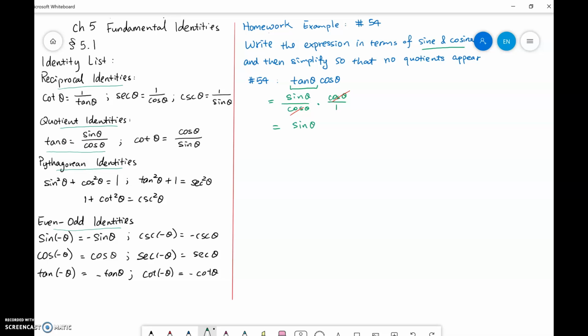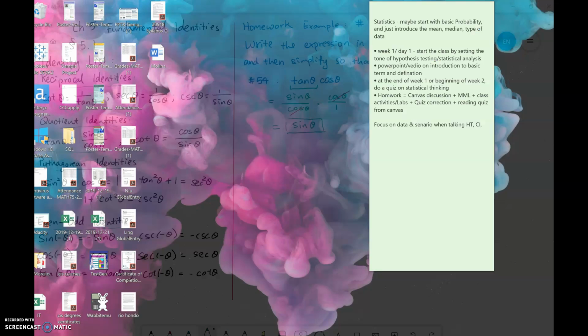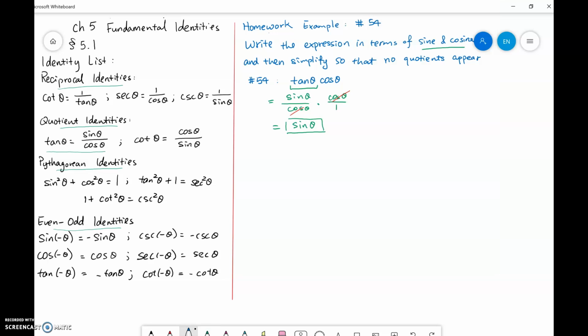Since sine of theta is my last step and it's pretty simple, there's no way to continue simplifying it. It's already written in sine or cosine form, and there's no quotient here, so sine of theta is the final answer. Okay, so number 54 is pretty short, so I'm going to do number 70 also.